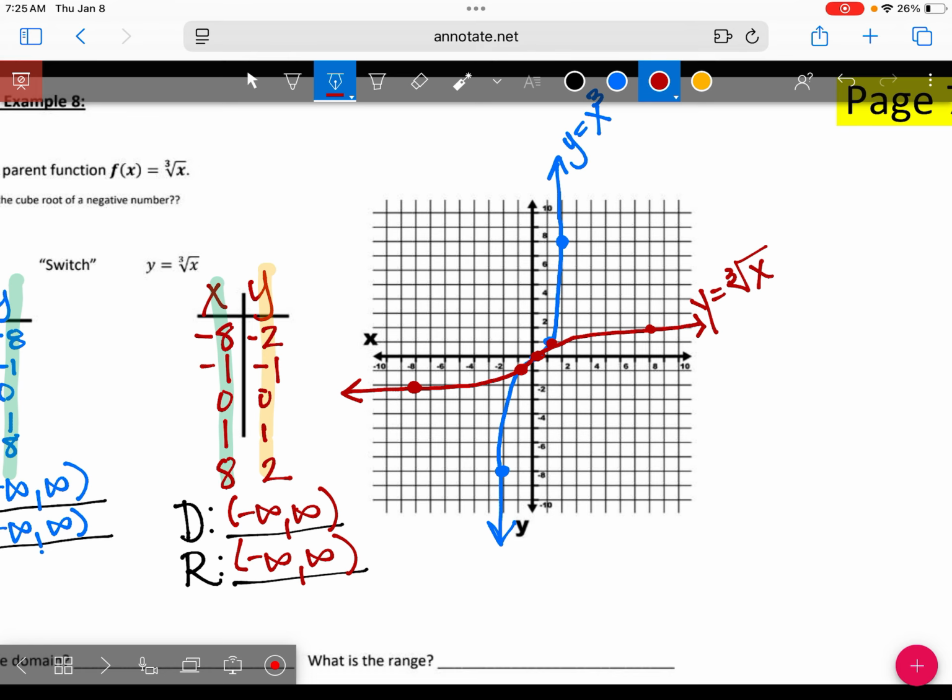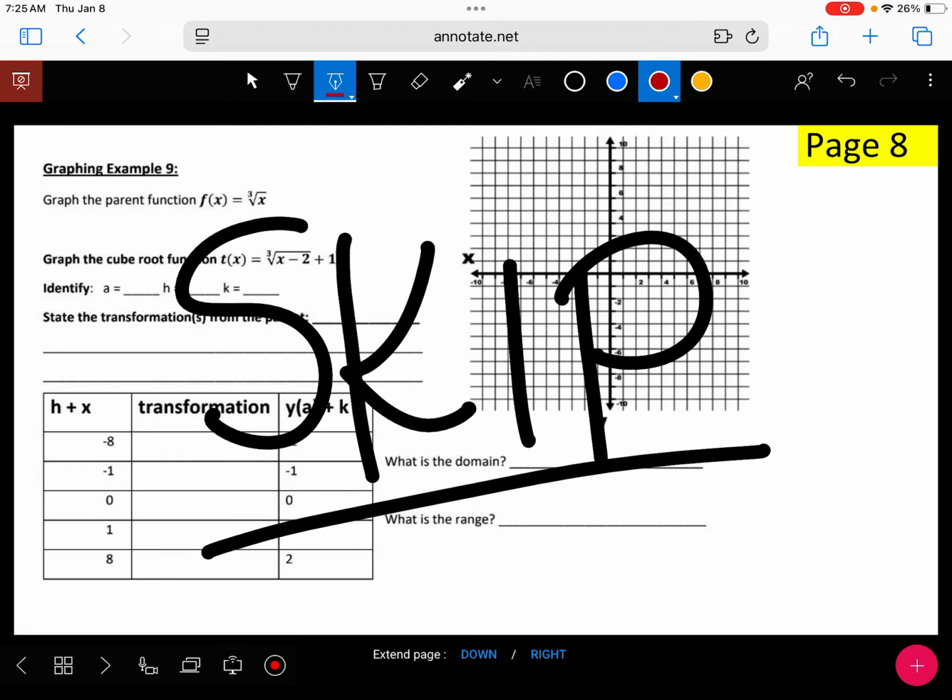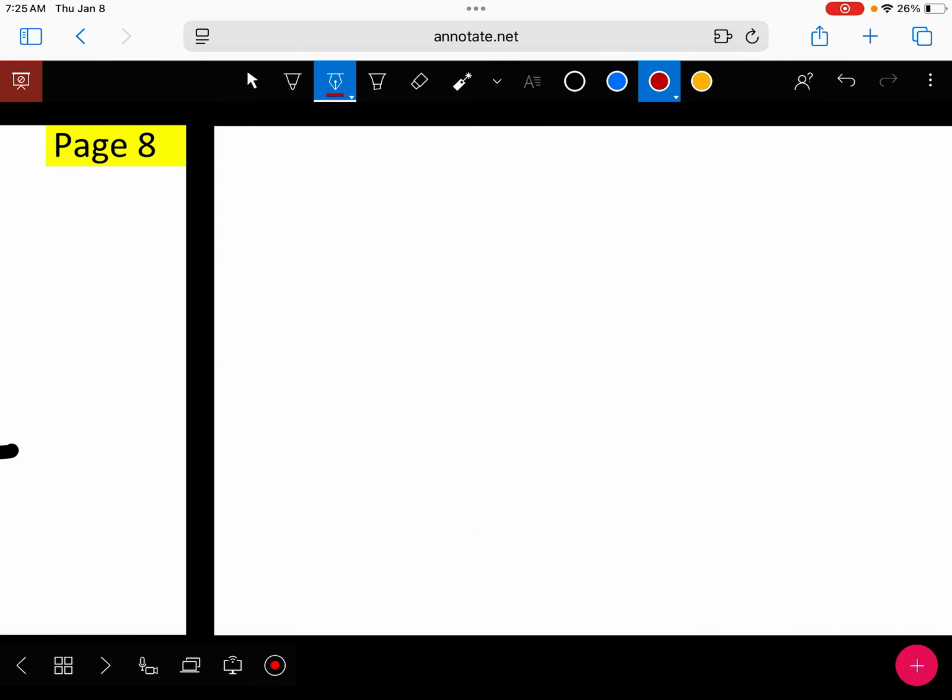So these are a little bit easier to graph. So we're only going to do a few together, and then we will finish the homework, and that'll be it for today. So let's go ahead and practice graphing some cube roots. So let's go to page 8. We're going to skip example 9. So you can cross that one out. We're going to go to example 10.